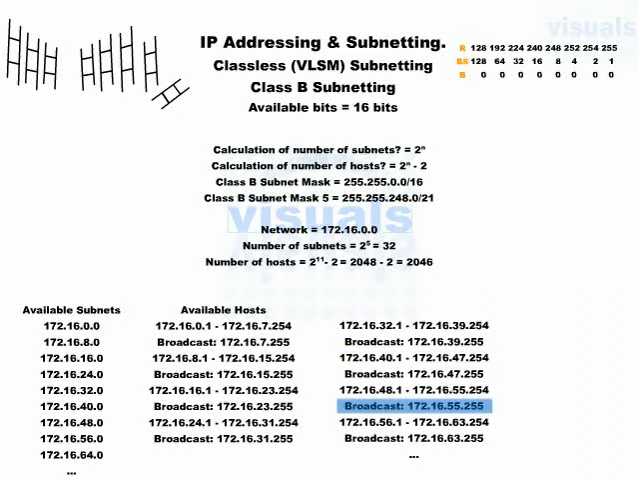For network 172.16.48.0, valid addresses are from .48.1 to .55.254. Broadcast address is 172.16.55.255. Now this is the broadcast address.